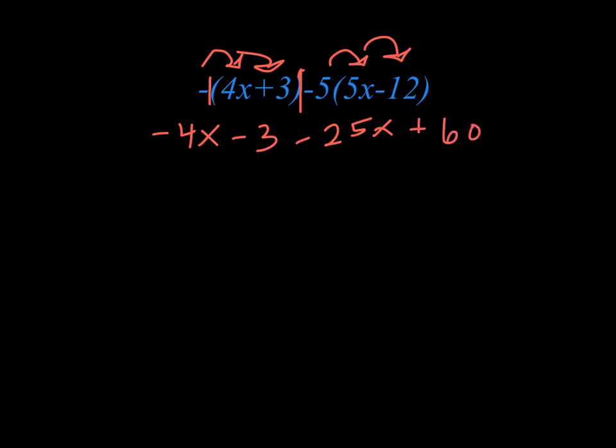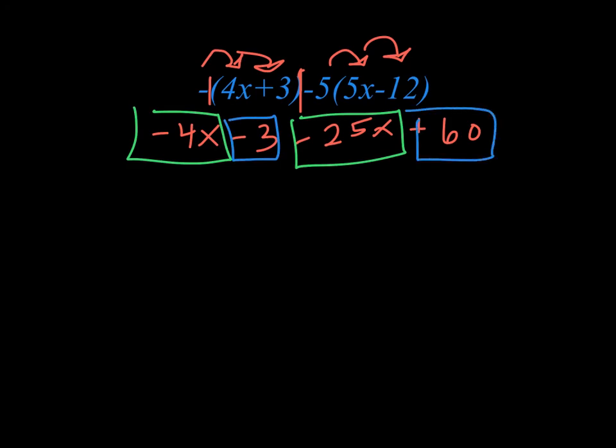Now I'm going to combine like terms. So I have negative 4x, negative 25x, negative 3, and positive 60. So negative 4x and negative 25x is going to give me negative 29x, and negative 3 and positive 60 is going to give me positive 57. So my expression would be negative 29x plus 57.